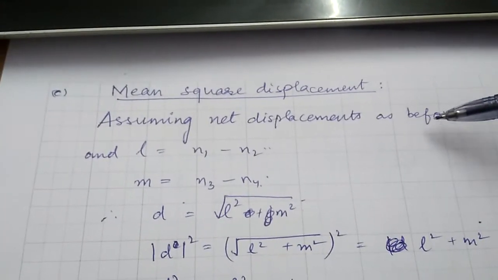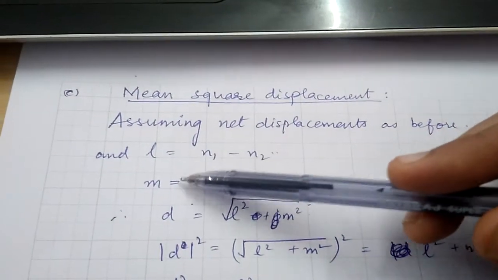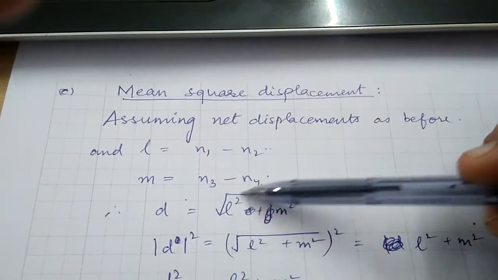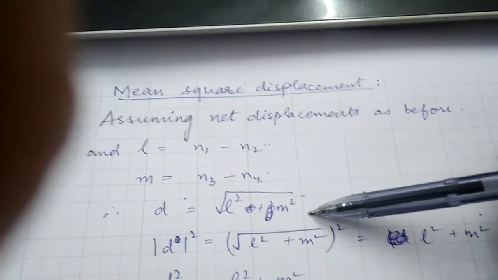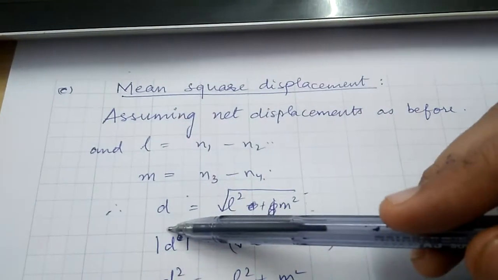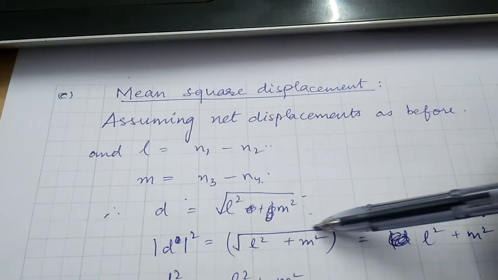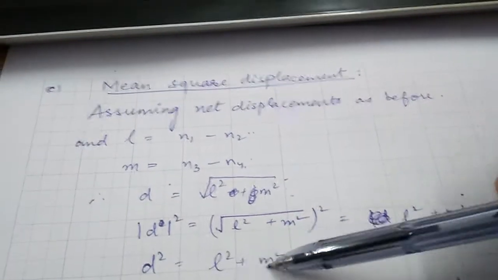Assuming net displacement as before, and L equals n1 minus n2, m equals n3 minus n4, we see that D is under root of L square plus m square. This time it's by the Pythagoras theorem of hypotenuse. Now, D square is L square plus m square, the whole under root, the whole square. That is L square plus m square. So D square is L square plus m square.